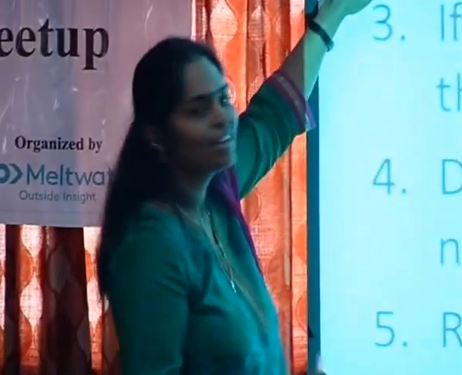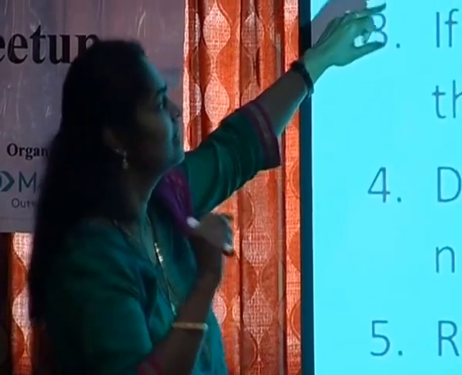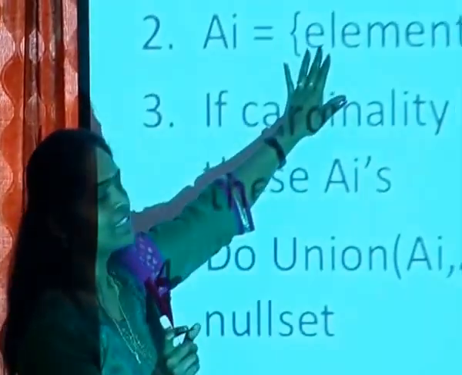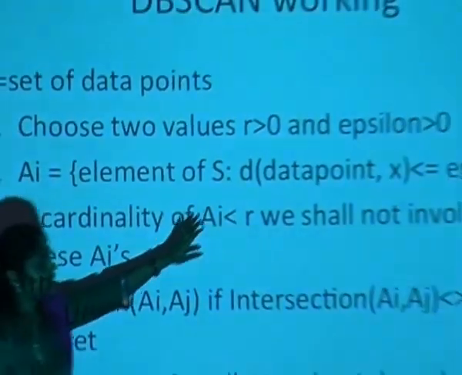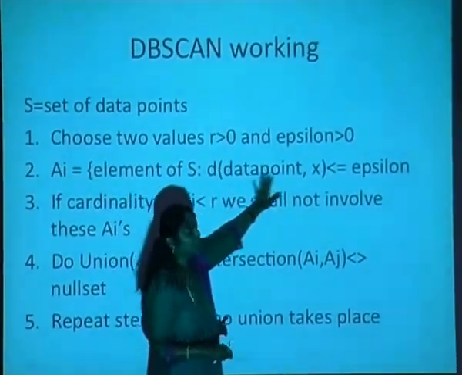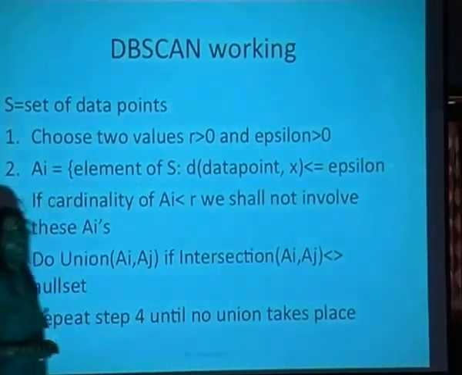I hope this first one is clear. Second one, I create a cluster. Ai is my circle, one circle, one cluster, which is an element of S. How do I find that a point is an element of that particular cluster? I take the distance measure of the data point, comma, X, which is less than or equal to epsilon.